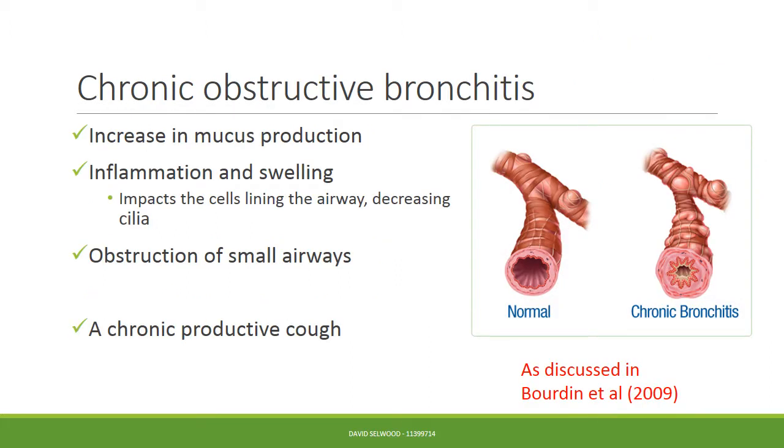In chronic obstructive bronchitis, you will see an increase in mucus production, inflammation and swelling, which impacts the cells lining the airway, decreasing cilia, and the obstruction of small airways, and finally a chronic productive cough. This diagram indicates these problems, with the narrowing in the wall and the inflammation impacting air that can come in and out of that bronchial duct.